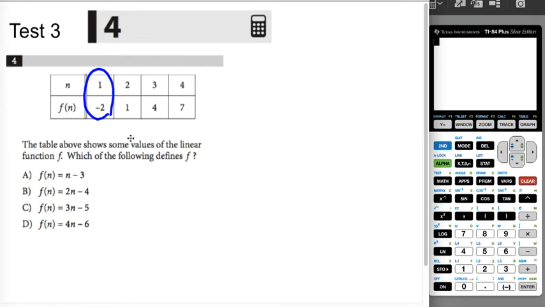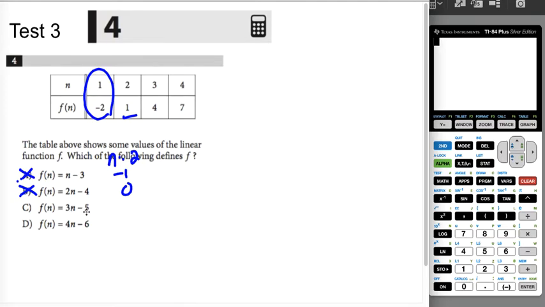You could then plug in 2 and see which ones still work, right? If I plug in n is 2, I should get a 1 out. Well, if I plug in n is 2, 2 minus 3 is a negative 1, so it's not a, right? 2 times 2 would be 4 minus 4, which is 0, which is not the right number.